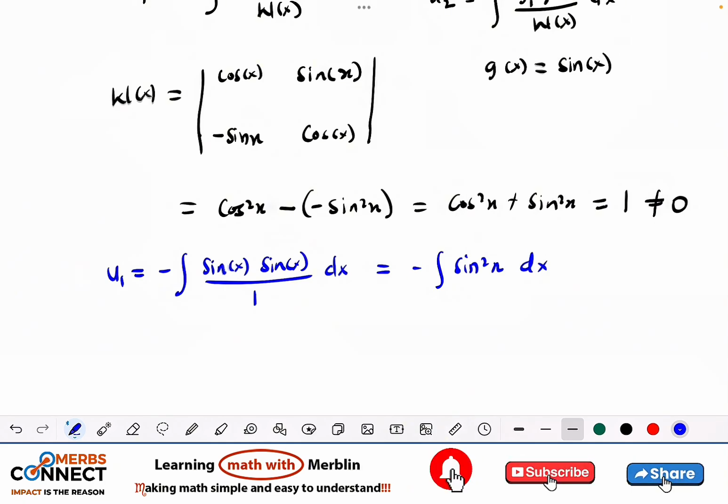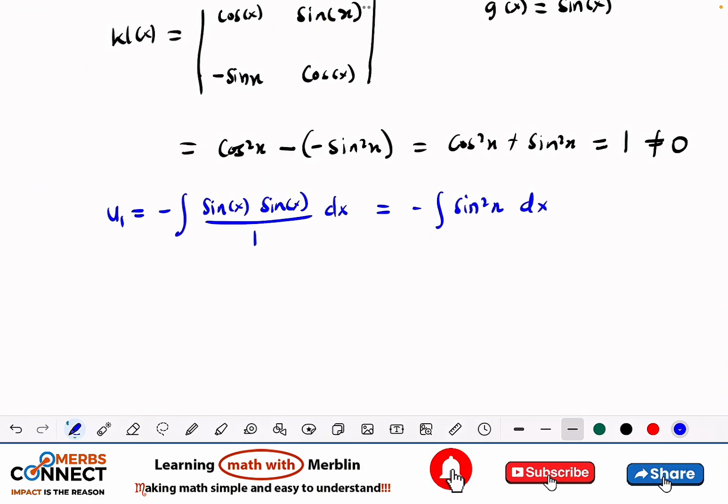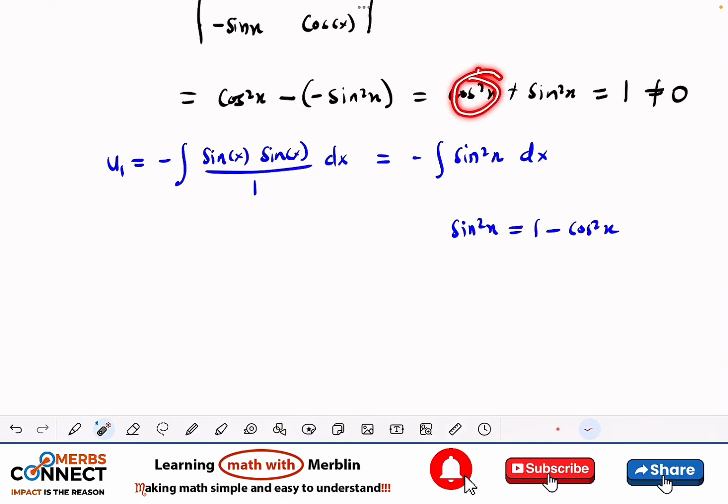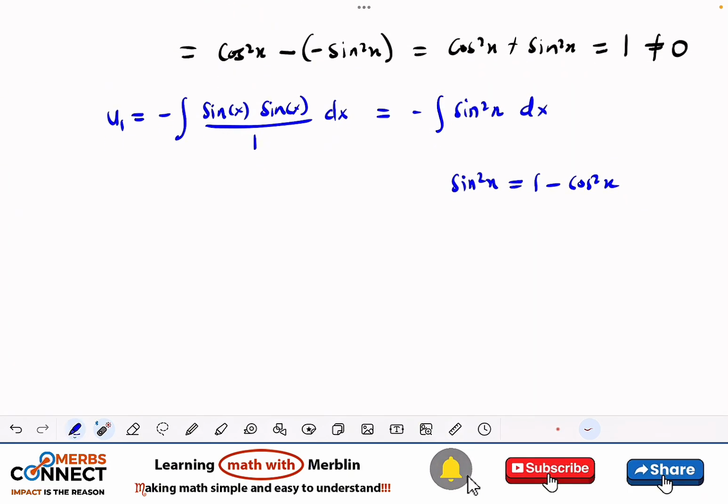With sine squared x, we cannot integrate directly. So we need to use an identity to figure out what sine squared x is equal to. We just saw that when I add cos squared and sine squared, I get 1. So I can deduce that sine squared x is equal to 1 minus cos squared x when I move this to this side. That is one identity. But since I have the square here, I still need to reduce it. We know one identity that can help.